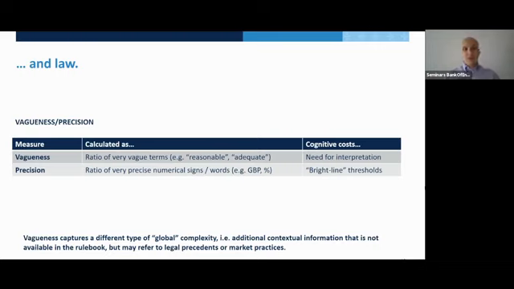We also had some measures from law, or inspired by legal studies. Vagueness and precision were the ones that we measured. Vagueness was a ratio of very vague terms like reasonable or adequate, which tell you about the need for interpretation. We also measured precision, which is a ratio of very precise numerical signs or words, so mentions of particular currencies or percentages and so on. So these were the measures that we used in this particular work.